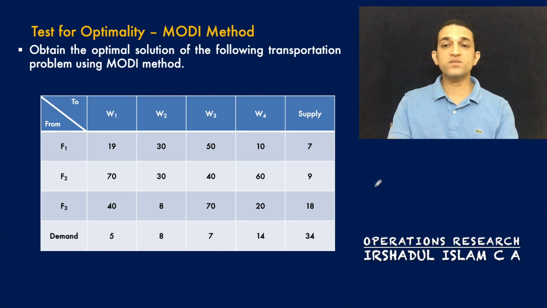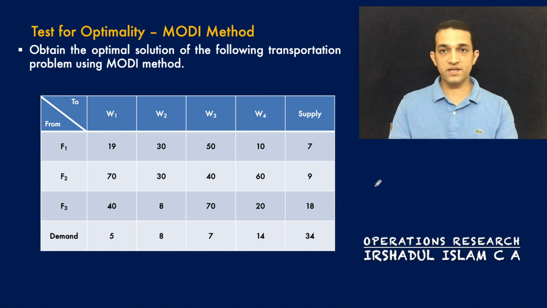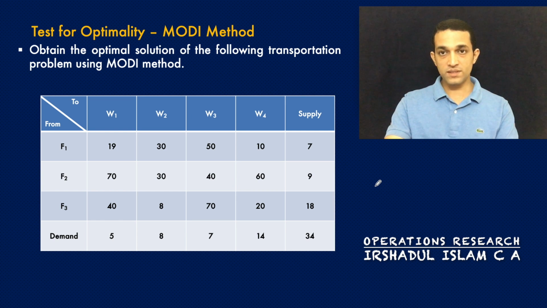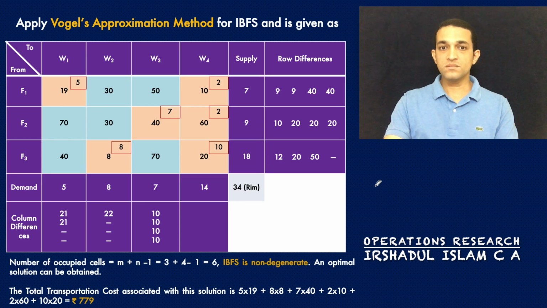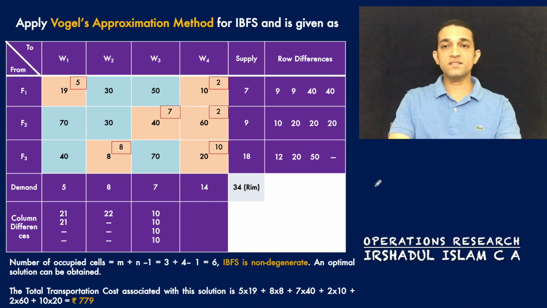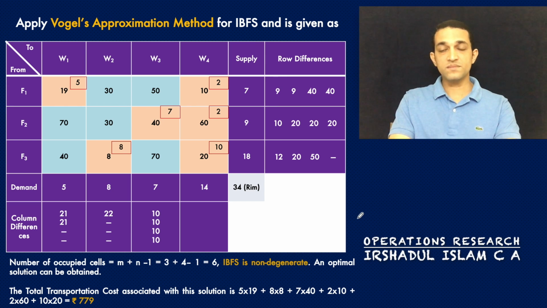Obtain the optimal solution of the following transportation problem using the MODI method. We are taking the same question here also. The initial basic feasible solution we have already calculated and understood. The first step is to calculate the initial basic feasible solution. In this case, we will apply Vogel's approximation method and it is given as follows. As we know, Vogel's approximation method is very close to the optimal solution.